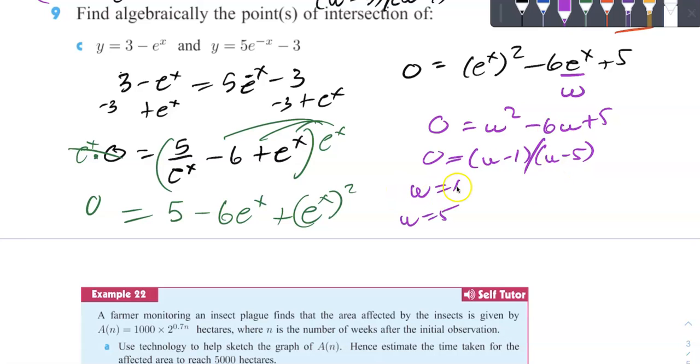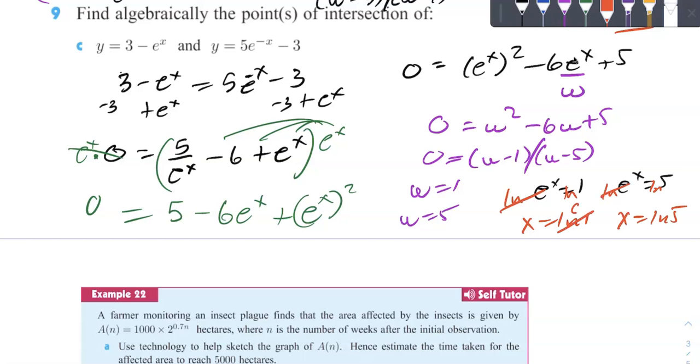But again, that wasn't what w was. W is e to the x, so rewrite it. E to the x equals 1 and e to the x equals 5. And then we just have to solve that. Take the natural log of both sides. So I get x equals natural log of 1 and x equals natural log of 5. Natural log of 1 equals 0. So there's our answer: 0 and natural log of 5.